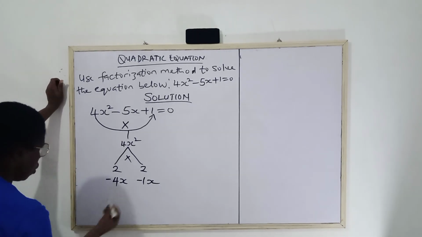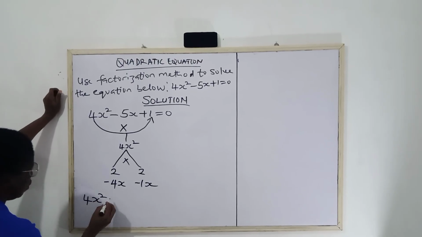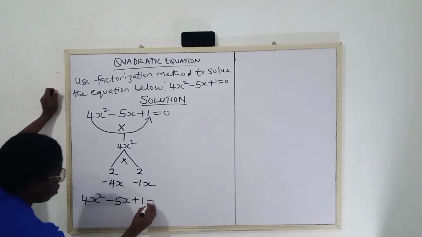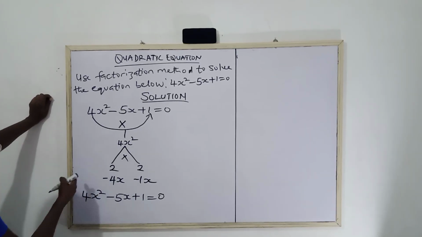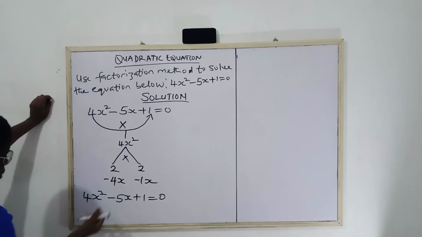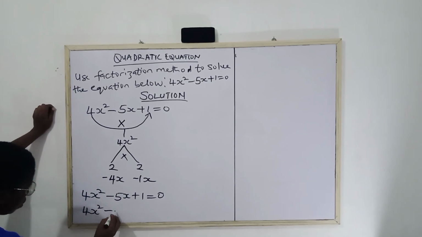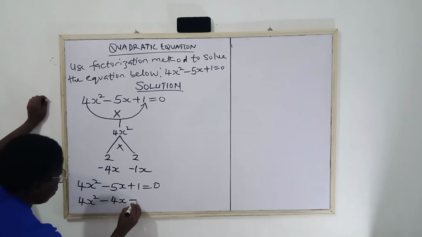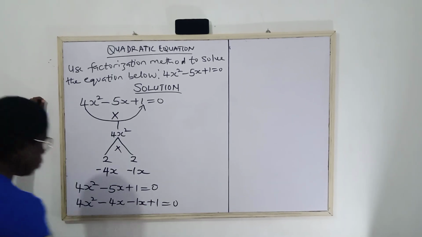Now let's write the equation back. We have 4x squared minus 5x plus 1 is equal to 0. That's the first step. Then the step we are going to take now is to replace this 5x with these two numbers. We have 4x squared minus 4x minus 1x plus 1 is equal to 0.